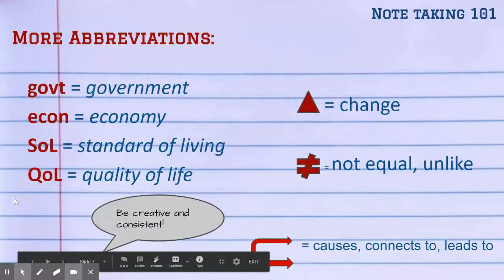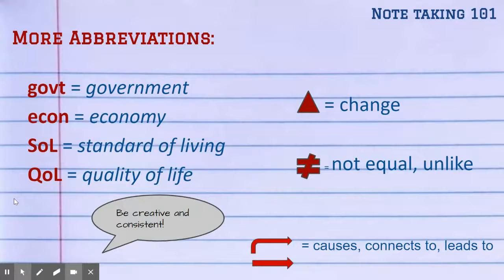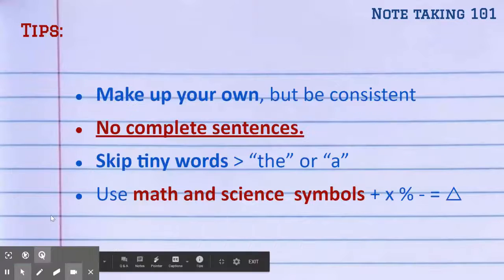In addition to those common abbreviations, we can make up our own depending on what we're studying and the large words that show up in the notes. So if I'm working on social studies and I know the words government, economy, standard of living, and quality of life are going to show up a lot in this chapter, or I start to see them showing up in the current unit, I can make up my own abbreviations. And I can even make a little key for myself at the top of the page.